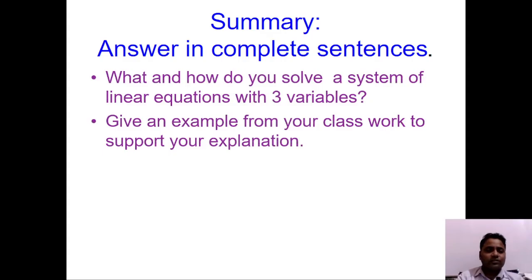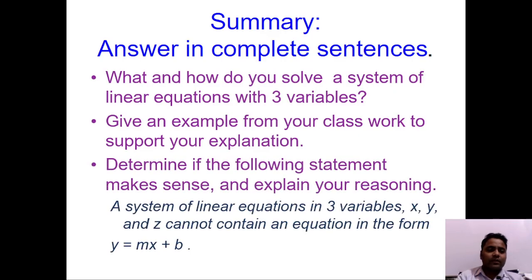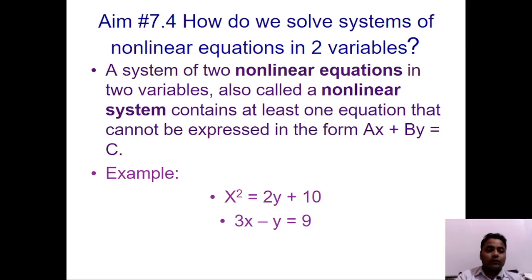Now we have to add on the summary. The summary is: answer in complete sentences. What and how do you solve a system of linear equations with three variables? Give an example from your classwork to support your explanation. Determine if the following statement makes sense and explain your reasoning: a system of linear equations in three variables x, y and z cannot contain an equation in the form of y equals mx plus b. These are the questions for your evaluation of concepts.